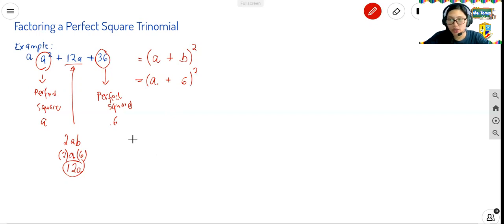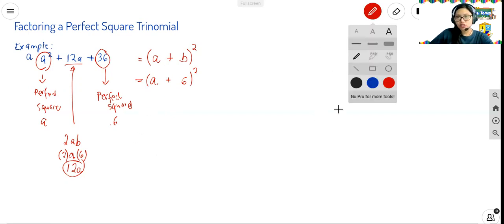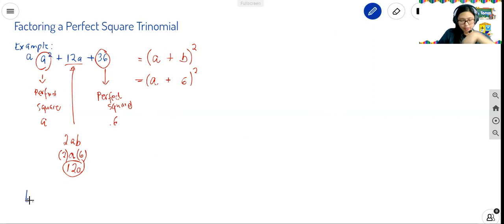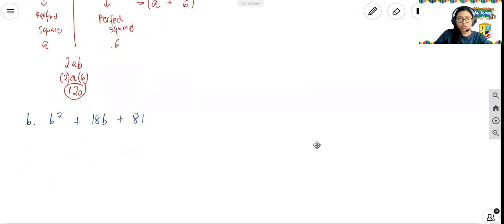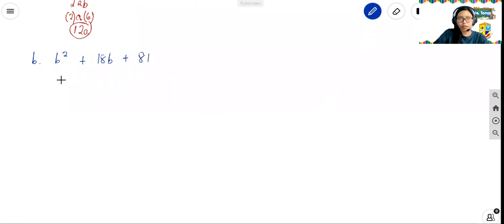Again, you can only do this if the expression that you're factoring is a perfect square trinomial. So let's try another one. Let's have b squared plus 18b plus 81. Again, the first thing to do is to check if it's a perfect square trinomial. B squared is a perfect square, so the square root of b squared is b. 81 is also a perfect square.